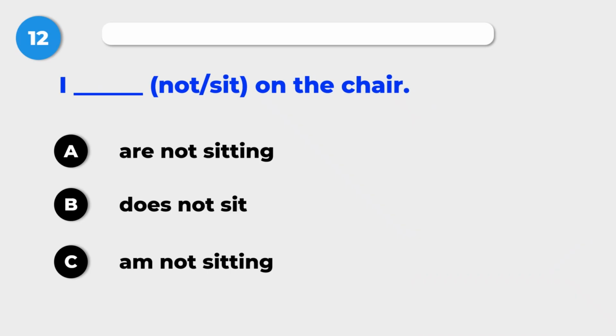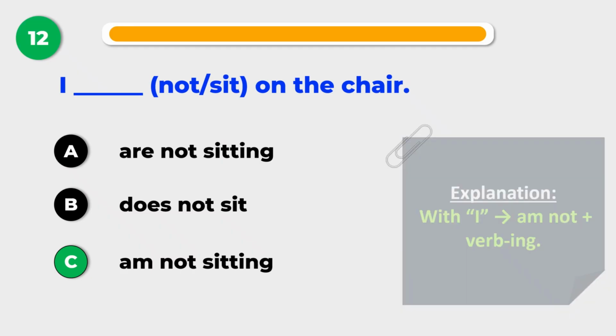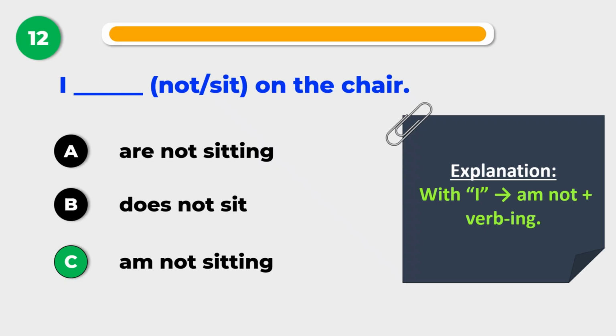Question 12. I dash on the chair. The correct option is C, am not sitting. I am not sitting on the chair.